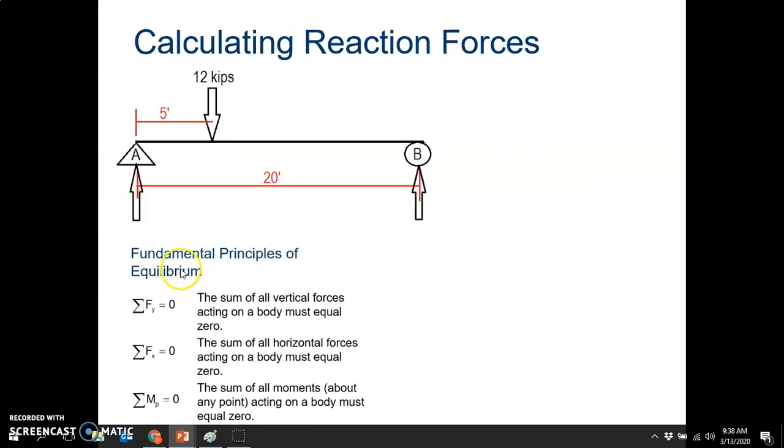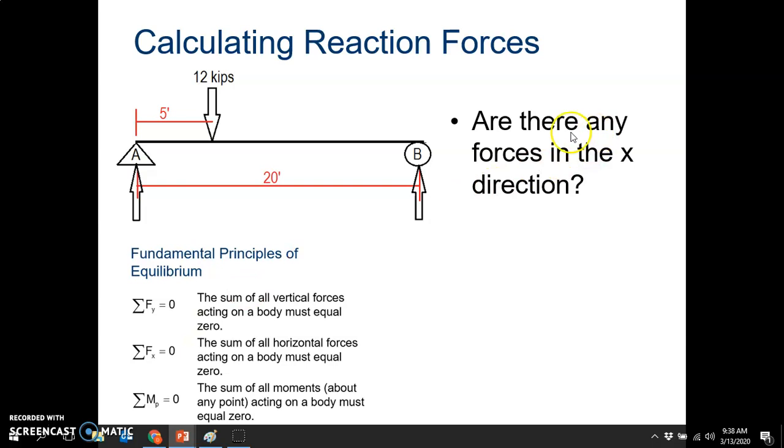The fundamental principles of equilibrium state that the sum of all forces in the y direction must be equal to 0. The sum of all forces in the x must equal 0. And the sum of all moments about any point must be equal to 0. So what does that mean? Well, are there any forces in the x direction? No. I see vertical, vertical, vertical. So we can actually ignore F of x. And that's going to be relatively common. We typically will be doing more vertical, not lateral forces. So now we're left with the first one and the last one.